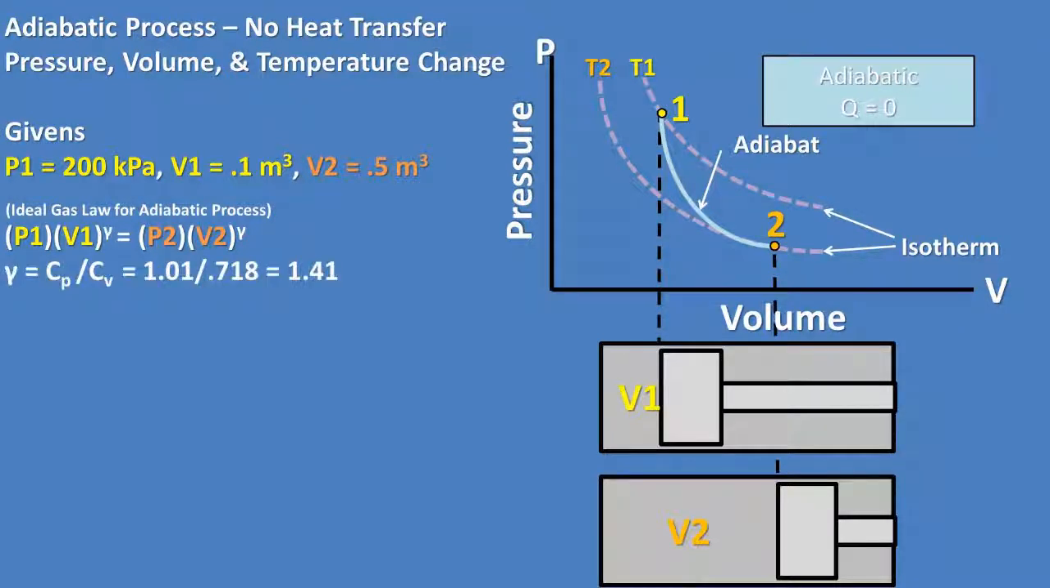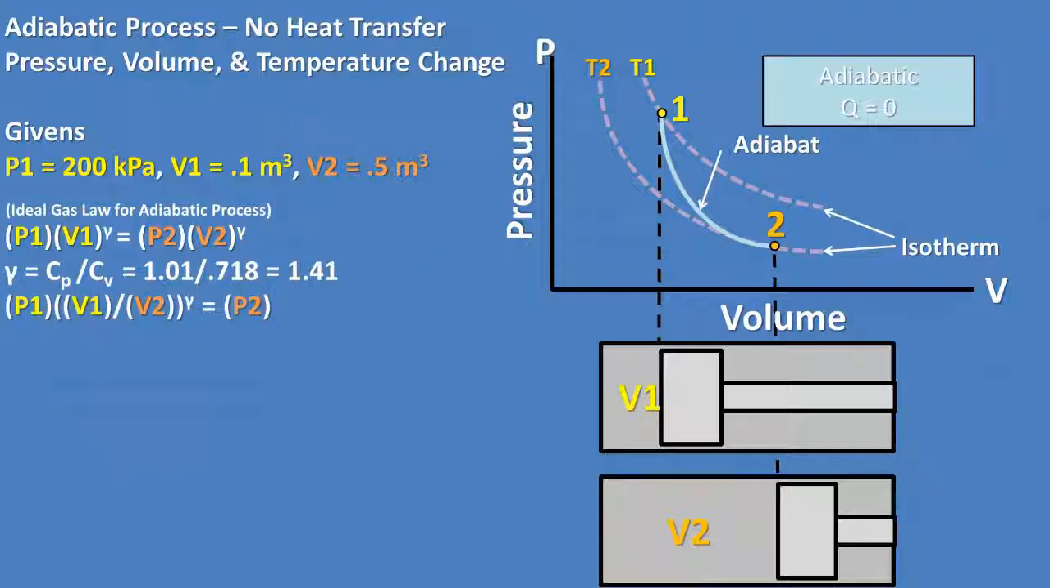We will first need to find the gamma of our substance, which in this case is air. The gamma is simply the specific heat of a constant pressure process divided by the specific heat of a constant volume process. In this case, the gamma of air is 1.41. You can find the specific heats and gamma of a substance you are working with by completing a Google search.